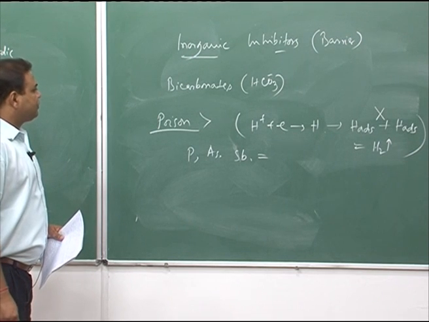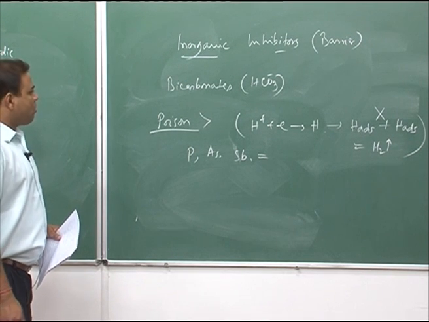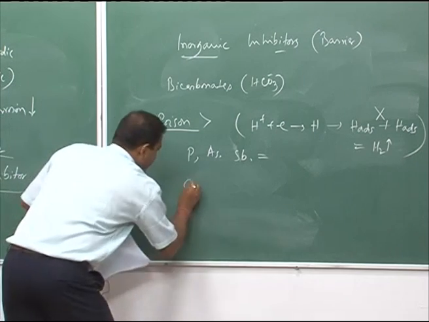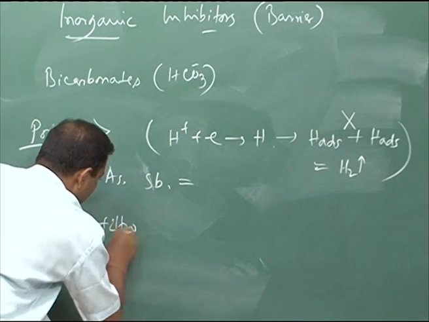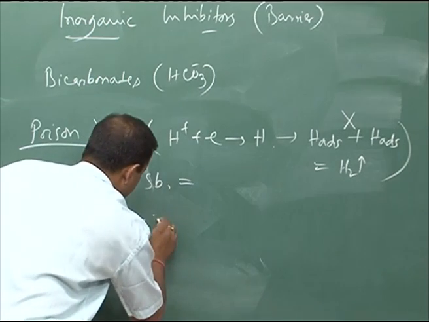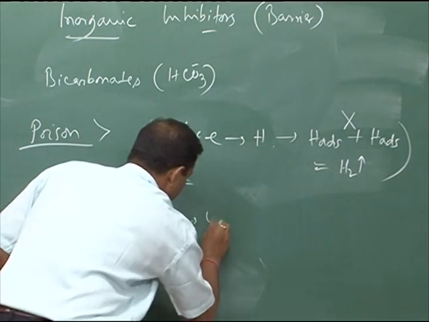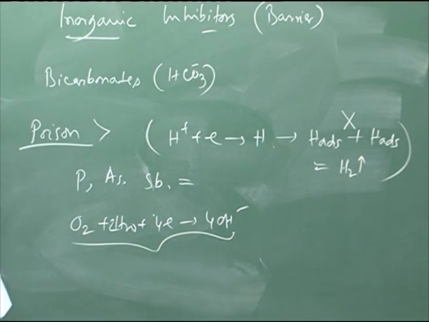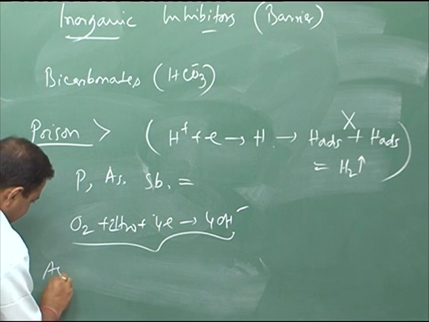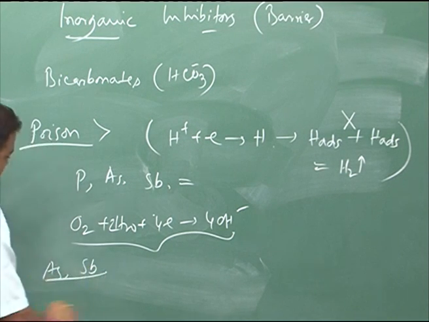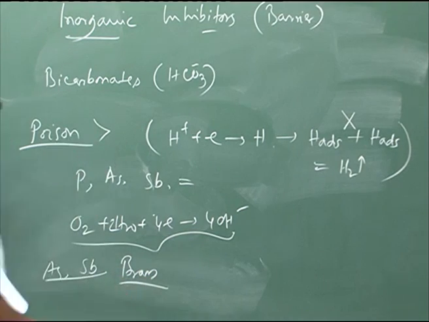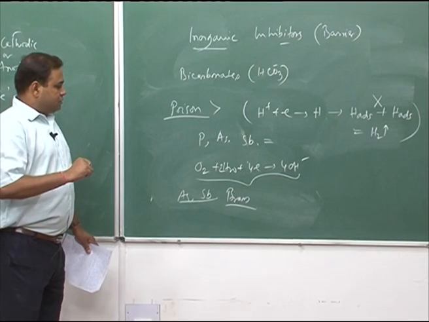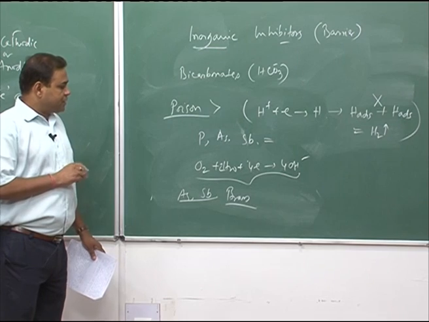There could be poisons to prevent oxygen reduction, for example, this reaction: O2 plus 2H2O plus 4e goes to 4OH minus. For this reaction, for example, we add arsenic or antimony to brass, in an amount of around 0.1%, which actually prevents dezincification in the brass.